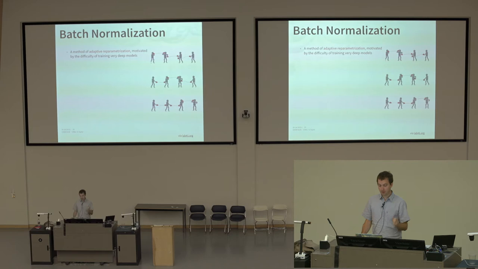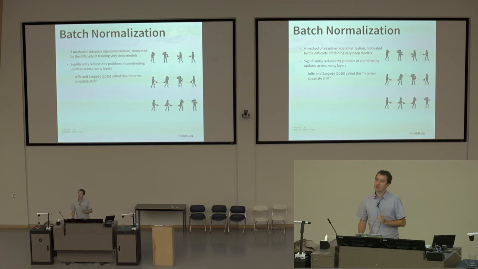And this is an important component in modern CNN architectures like ResNet. Any type of very deep neural net typically is using batch norm. What batch normalization is, essentially, is a method of adaptive reparameterization of the network. The initial motivation when it was proposed was to reduce the problem of coordinating updates across different layers of the net, because the different layers had all their own different statistics across batches.